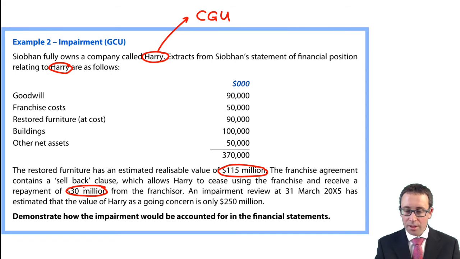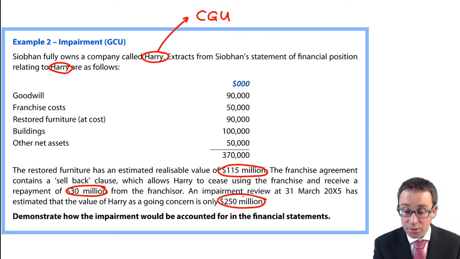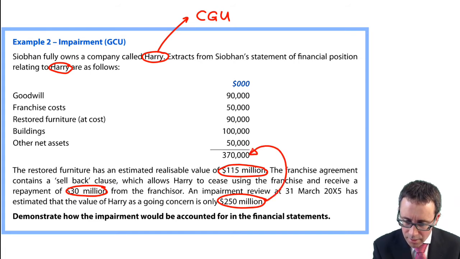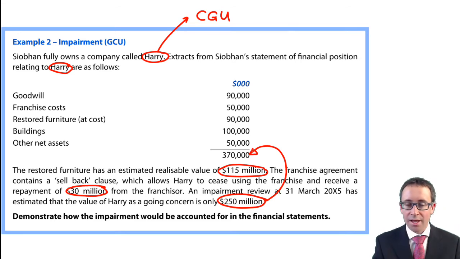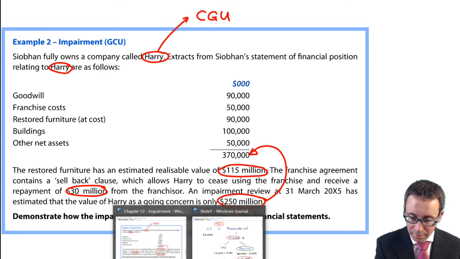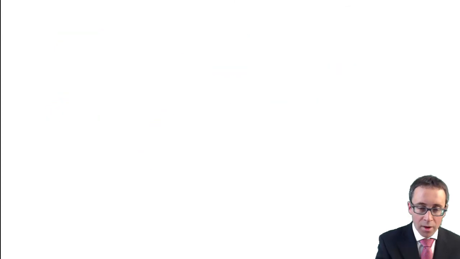An impairment review at the 31st of March, X5, estimated that the value of Harry as a going concern is $250 million, compared to Harry's carrying value of 370. So it looks like Harry has been impaired. Let's have a play around with the numbers.